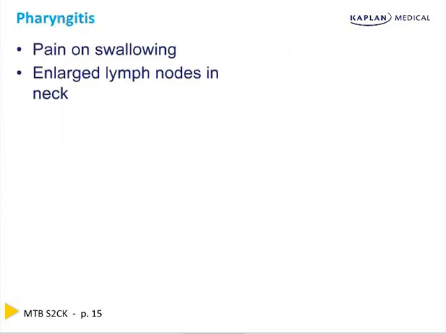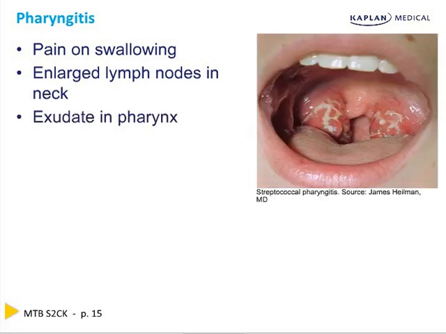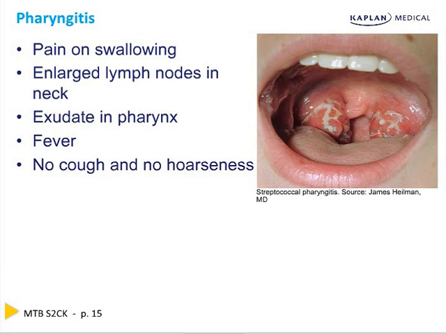Pharyngitis is pain on swallowing. It has enlarged lymph nodes in the neck. There's an exudate in the pharynx. Look at that nasty stuff in the back there. But it's a great picture, though. It's exactly right. There's a fever and no cough or hoarseness.